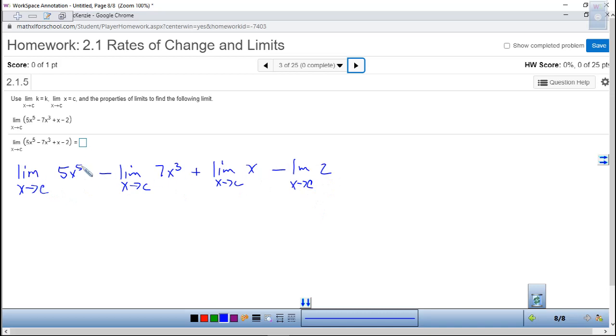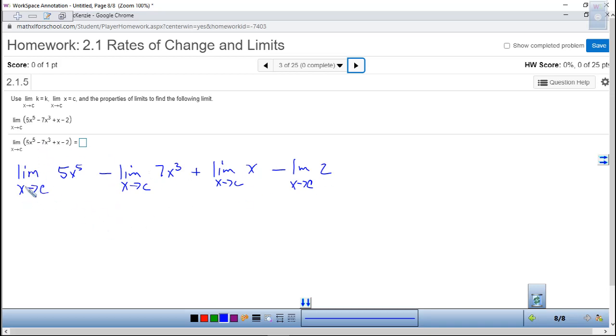You don't have to write all this out, but literally with a sum or difference, a product or a quotient, all 4 of those rules, a sum, difference, product, and quotient, you can break it up, take the limit of the individual parts, and then put them together. So I can take the limit of this one, and then take the limit of this one, and this one, and this one, and put them together with the pluses and minuses, and I've got the limit of the whole thing.